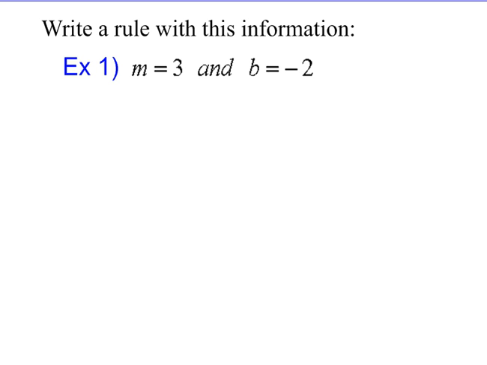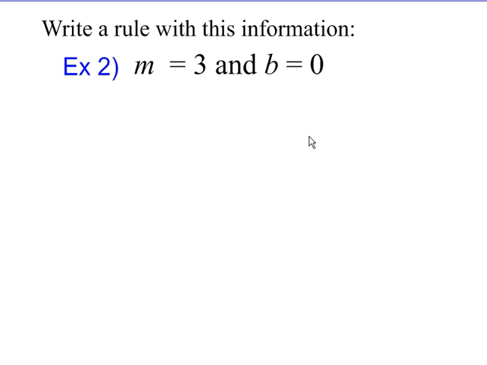So when we first take a look at example number 1, even though this says m equals 3 and b equals -2, it's really telling us that the slope is 3 and the y-intercept is -2. We can take that information and write ourselves an equation. The output, or the y, equals, we know that the slope is always with the independent variable, or the x, and that the y-intercept we would just attach on the outside there. So our equation or our rule would be y equals 3x minus 2.